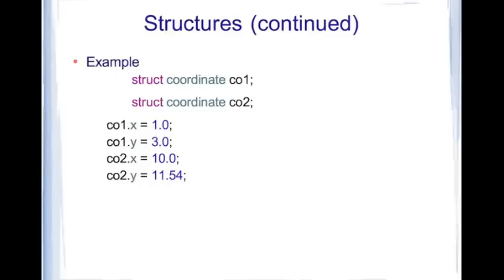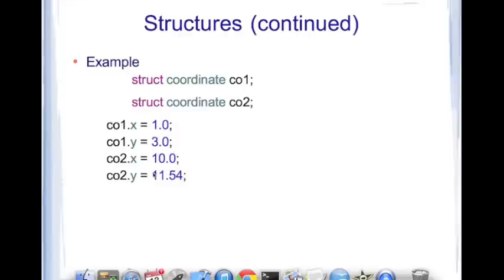Then to use them, you just say struct coordinate and put a variable. The struct coordinate is more of a data type which you defined, combining other primitive data types packaged together. Then you define an instance of a variable, co1 and co2, and you start referring to them with .x notation: co1.x is 1, co1.y is 3, and so on. That's the way you define your structures.